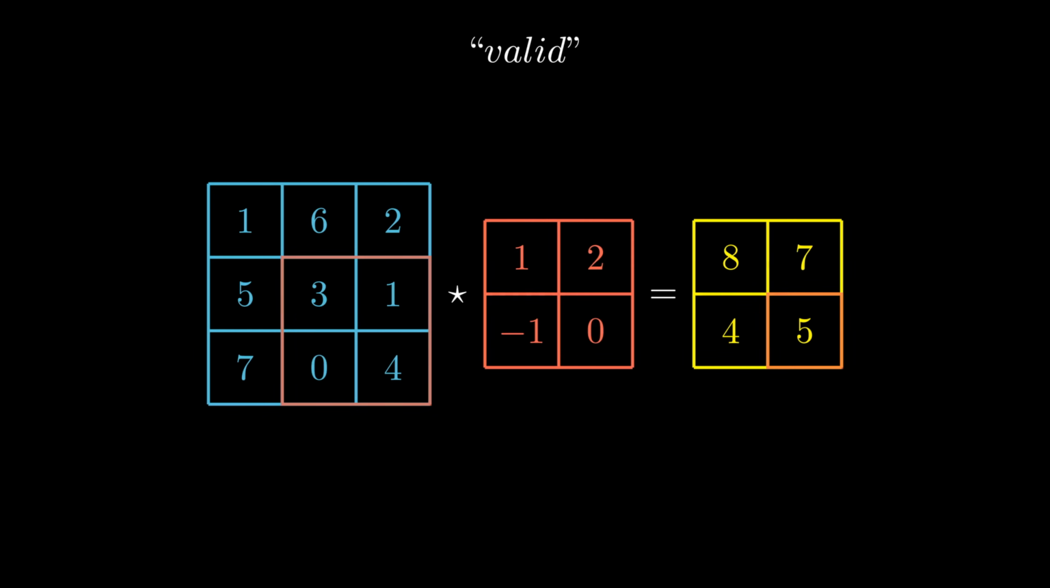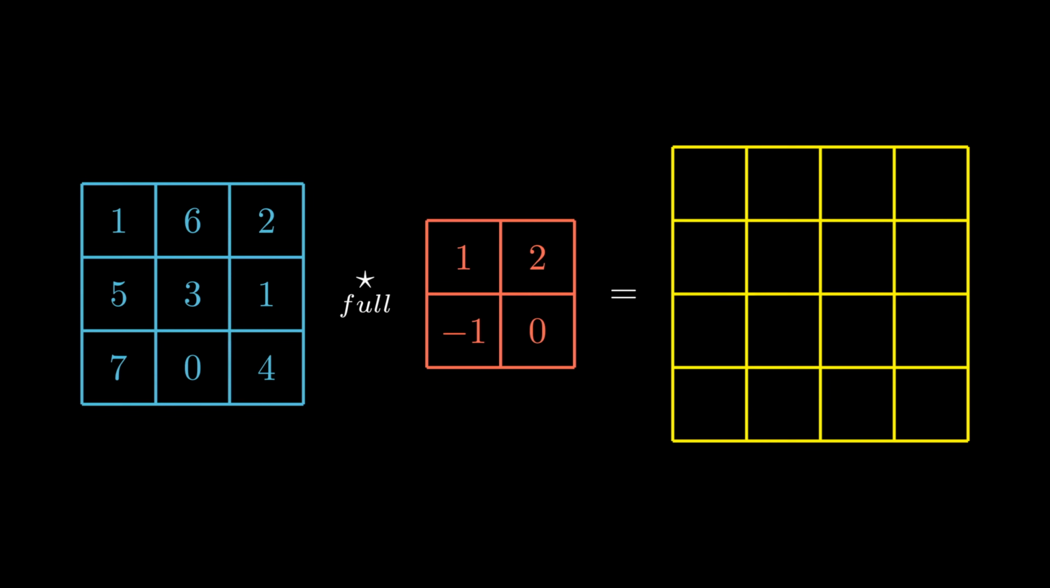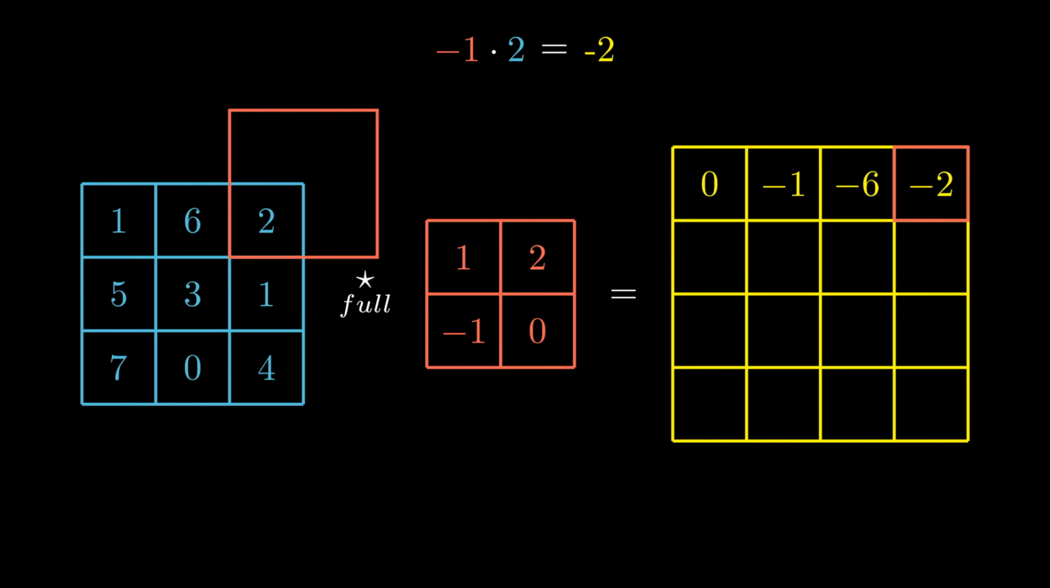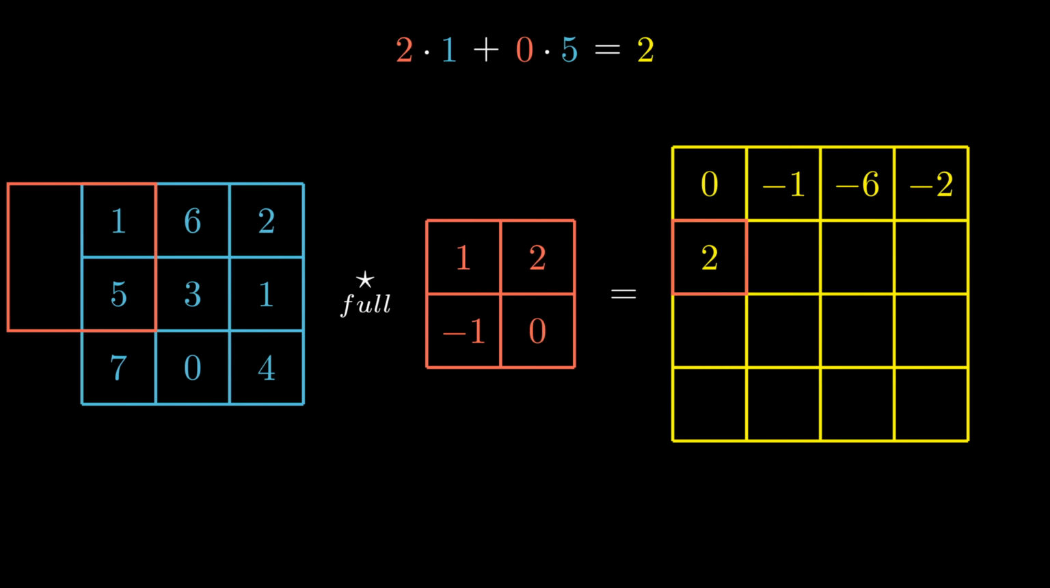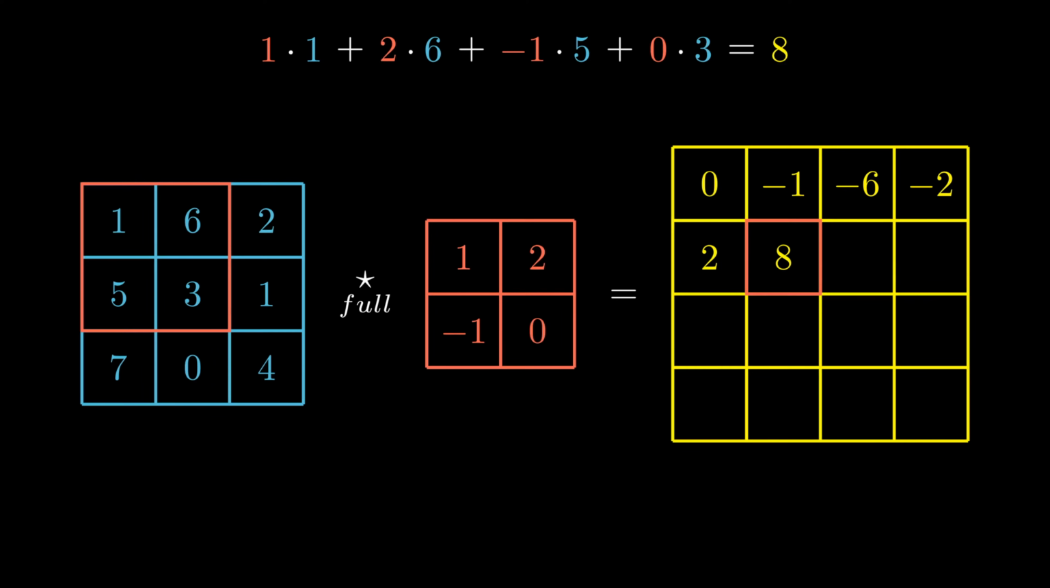But there is another way you can perform this operation, called the full cross correlation. We will write the full cross correlation as a star with the label full beneath it. In this mode, we start computing the product as soon as there is an intersection between the kernel and the input. Notice how the size of the output is bigger than previously.